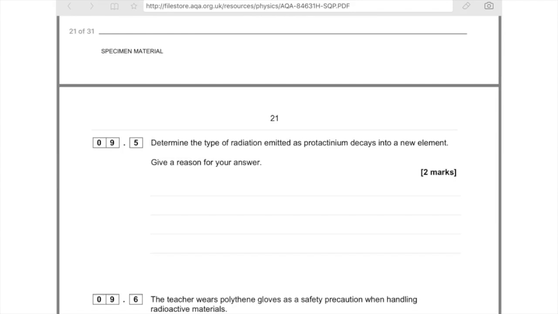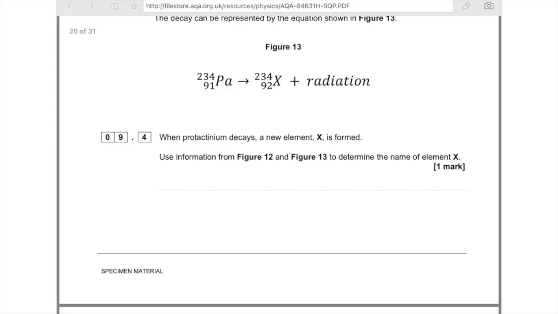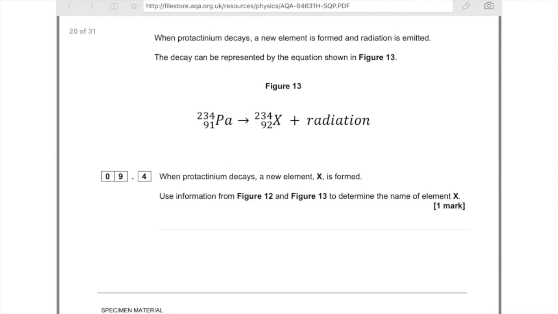Determine the type of radiation emitted as protactinium decays into a new element. Give a reason for your answer. So we're having a look again at these numbers. Now, in beta radiation, what happens is a neutron turns into a proton. Because they both have a mass of 1, despite the fact you've lost a neutron, you've gained a proton, so there's no net change in mass number, so 2, 3, 4. But because you've gained a proton number, it goes up to 92, which is why you know that this is beta radiation. So you're literally going to write it's beta, and that's because the proton number has gone up by 1.